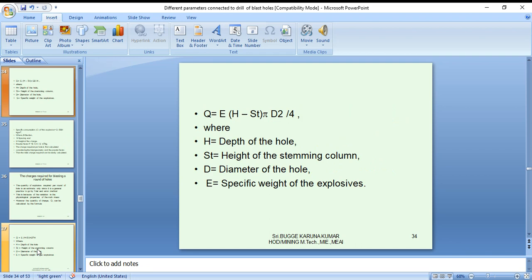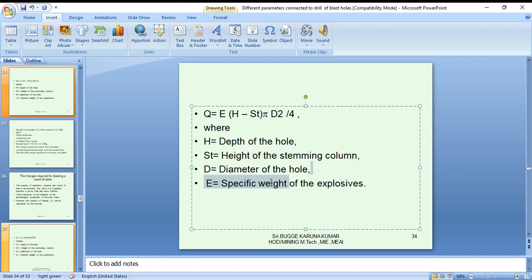So Q is the quantity, E is equal to the specific weight of that particular explosive, H is the depth of hole minus the height of the stemming, and pi d square by 4. Pi d square by 4 is the general formula you use for the quantity required for a particular hole. This is the general standardized formula. Q equals the specific weight of the explosive, times H minus stemming, that is almost three-fourths, times pi d square by 4. Here you use d square, not d2.